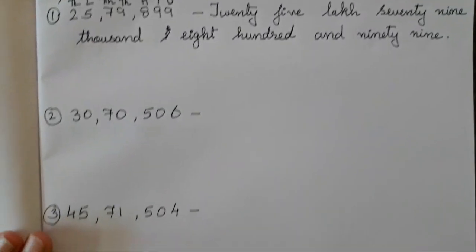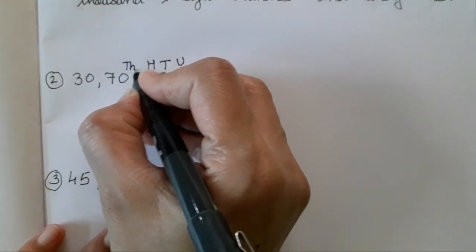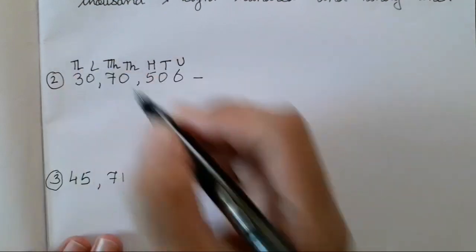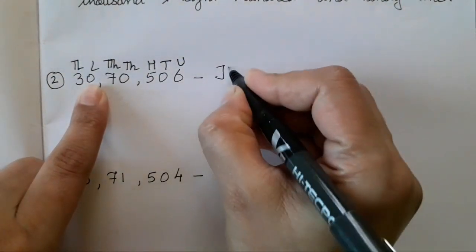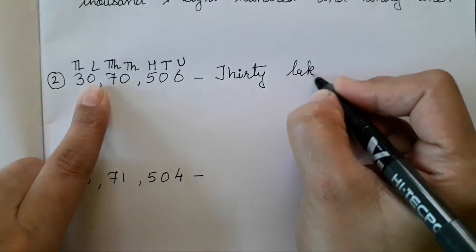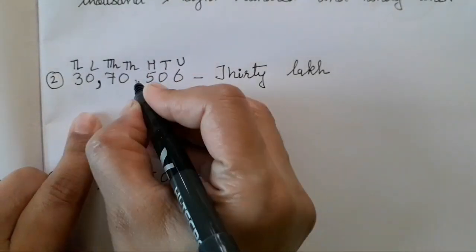Let's move to the next number now. Unit, tens, hundred, thousand, 10,000, lakh and 10 lakh. Okay, so this is going to be 30 lakh, 70,000. Now you all have to see the commas also.